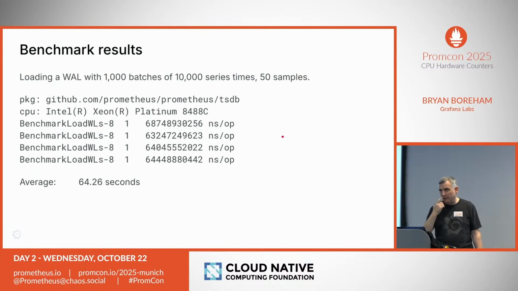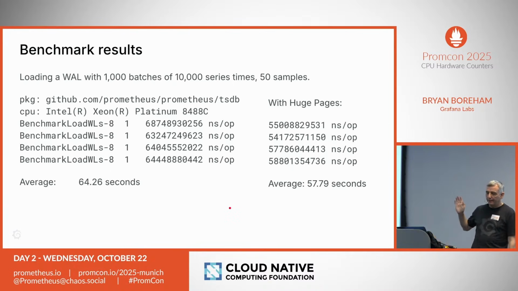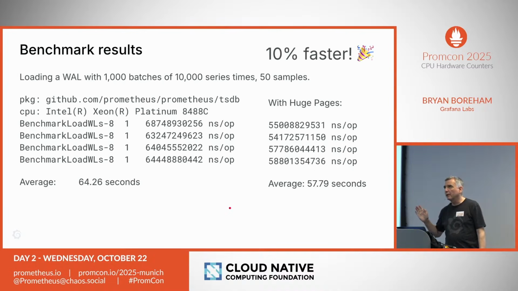Anyway, the timing before was like 64 seconds. Turn on transparent huge pages and it's 57 seconds for exactly the same benchmark. So the whole thing is 10% faster to start up your Prometheus or whatever. That's an example of using hardware counters to diagnose an issue and then reconfiguring the operating system to make your program go faster. So that's the end of my talk.